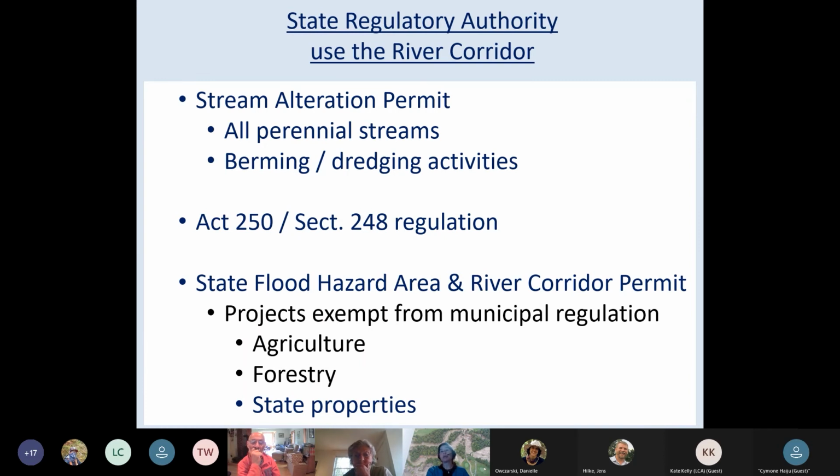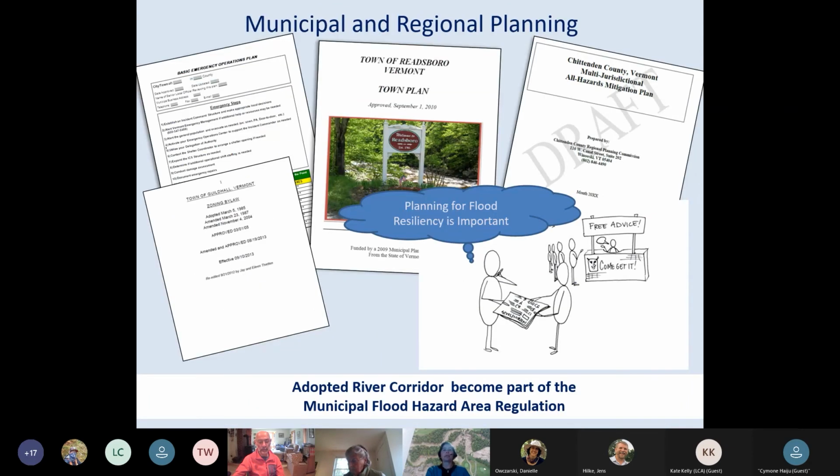So where do river corridors get utilized? Act 110 and Act 138 gave the Agency of Natural Resources jurisdiction to regulate the activities in the river corridors through the stream alteration permitting process around bridges, work in and around the streams, Act 250 and Section 248 regulations, as well as in the state flood hazard area and river corridor permit for those projects that are exempt from municipal regulations. The river corridors can also be used to work with municipalities and regional planners for flood resiliency planning in their hazard mitigation plan or town plans and town bylaws.